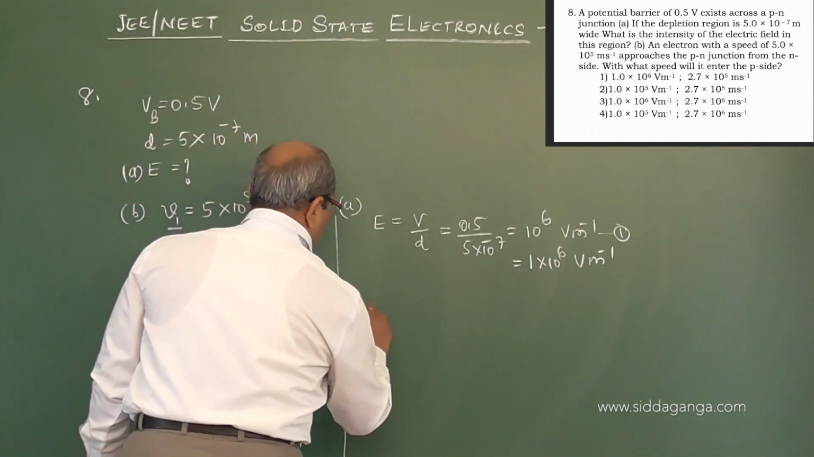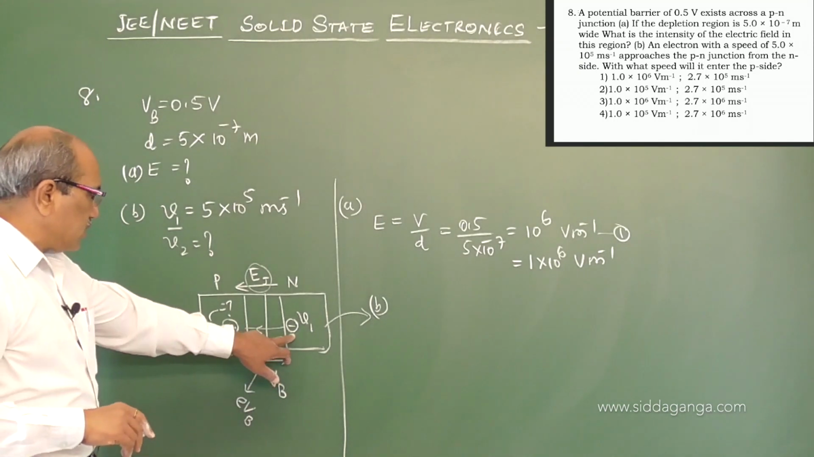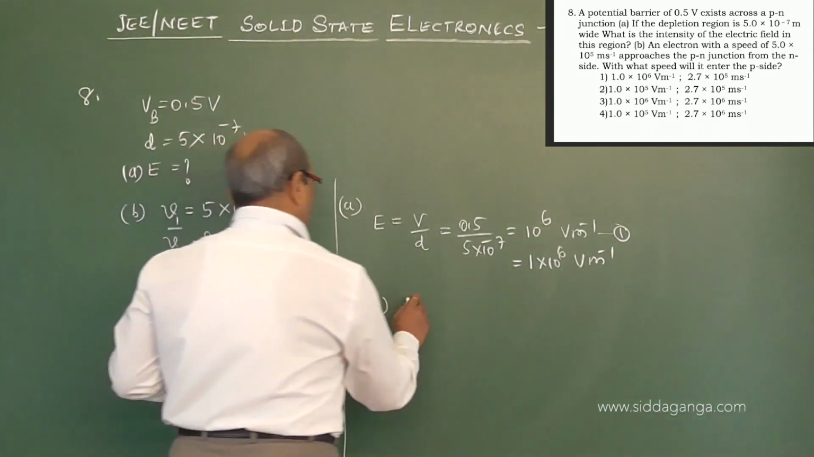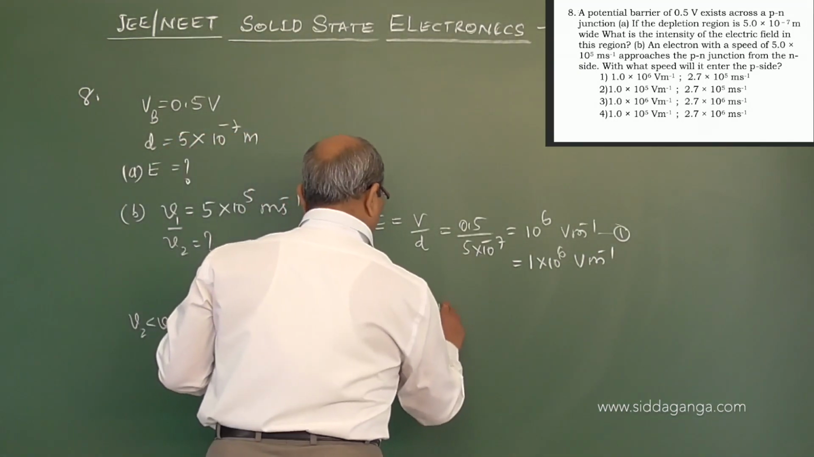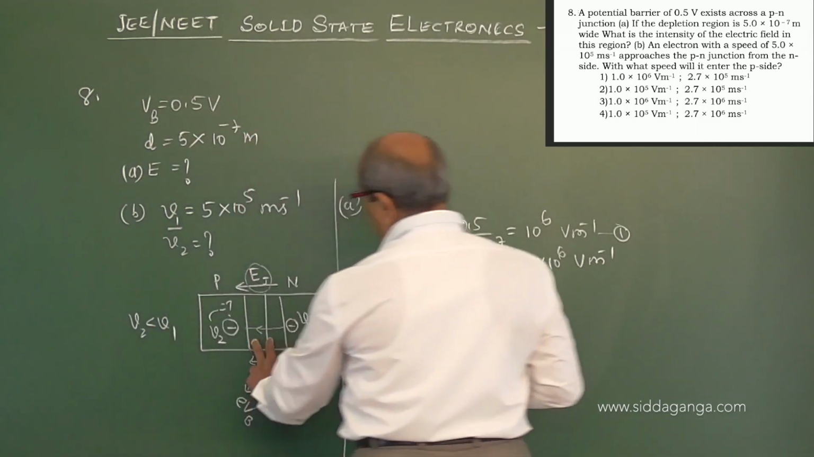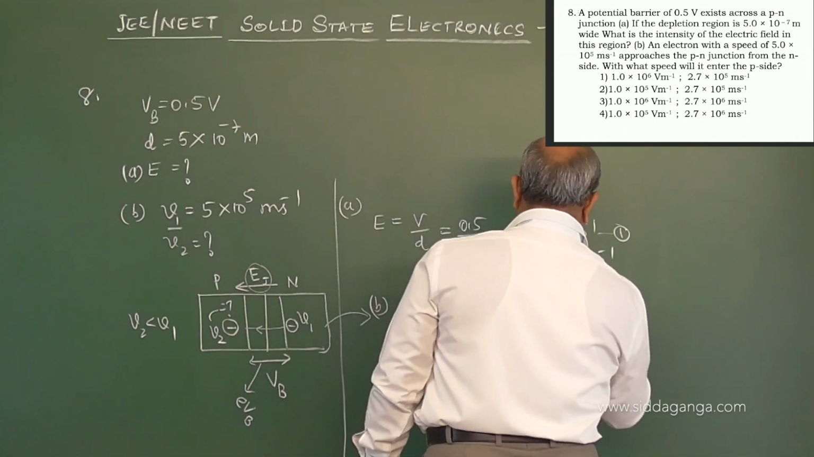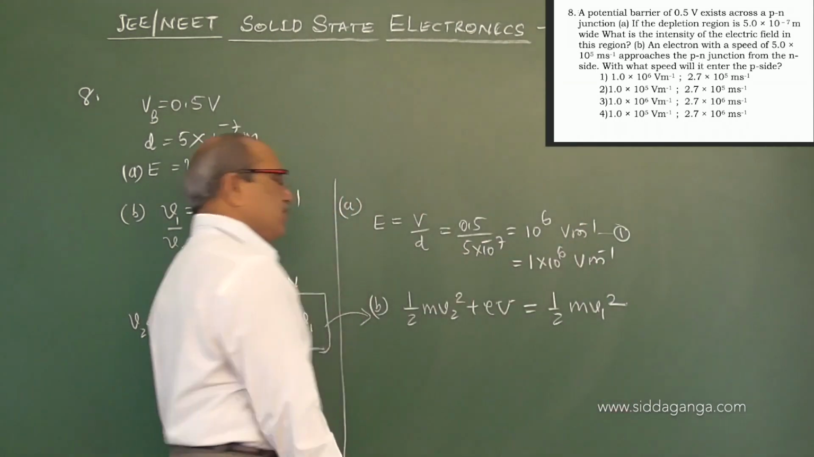Now the second part, part B. Let us think about the energy. What is the energy? Half m V1 square plus the energy lost in this combination, eV. According to the law of conservation of energy, this holds good.